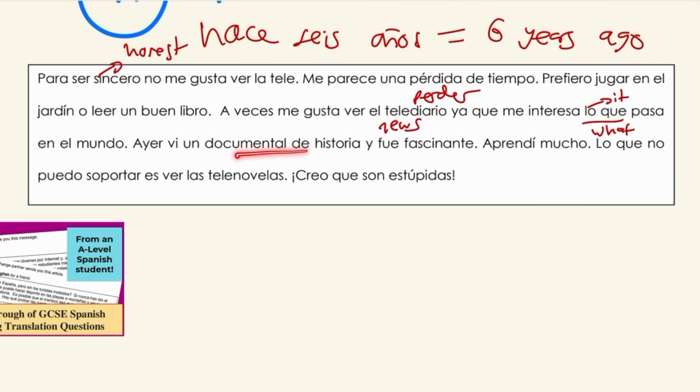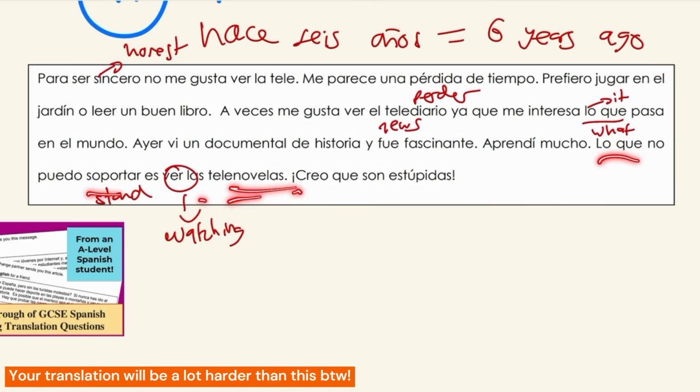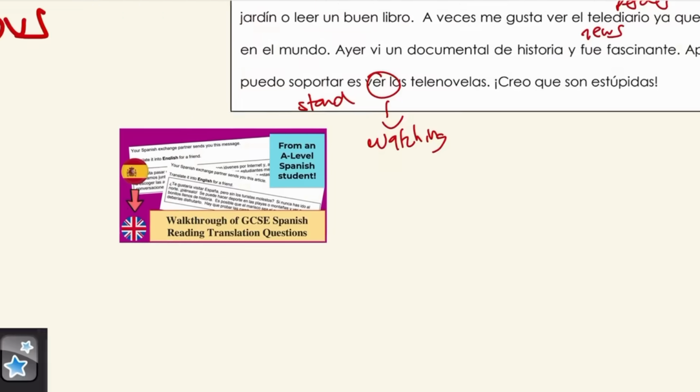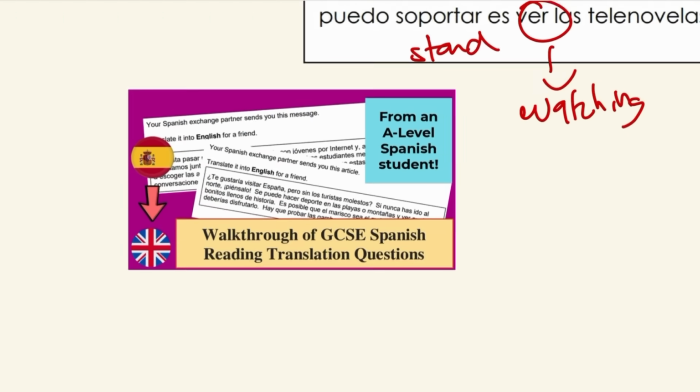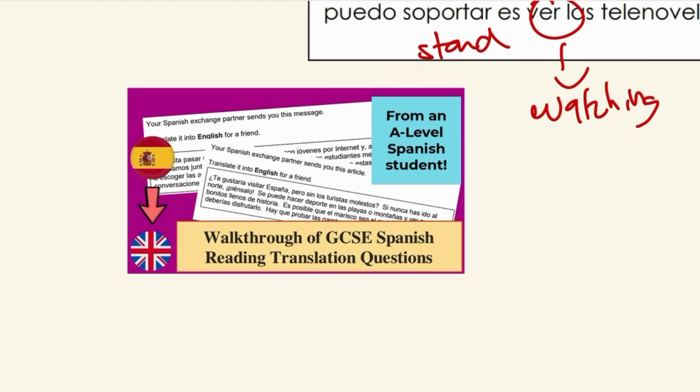Yesterday, I watched a documentary, a history documentary, and it was fascinating. I learned a lot in the present tense. Lo que, again, what I cannot stand, soportar is like I cannot stand, I cannot bear this, is watching soap operas. Even though ver is the infinitive, we can say watching, because in English I think we more commonly say that. So what I cannot stand is watching soap operas. I think that they are stupid. I've also got this video here where I go through some past AQA reading translation questions.